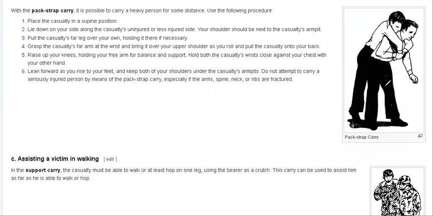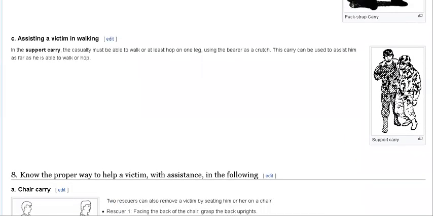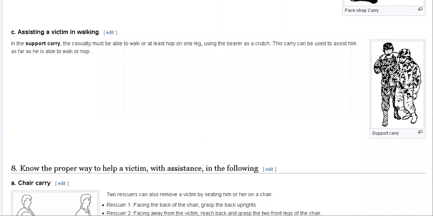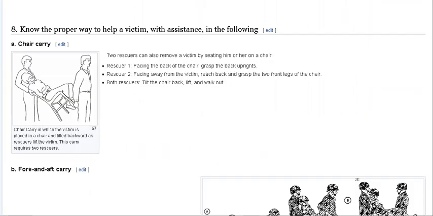So there's also this, the back strap carry. Okay, assisting a victim in walking. So one arm over, you have the person around the waist. Know the proper way to help a victim with assistance in the following ways.